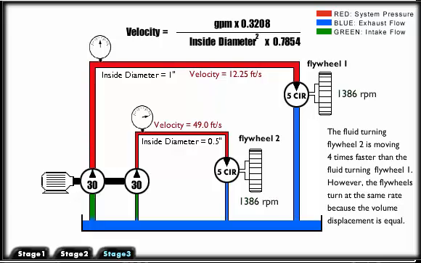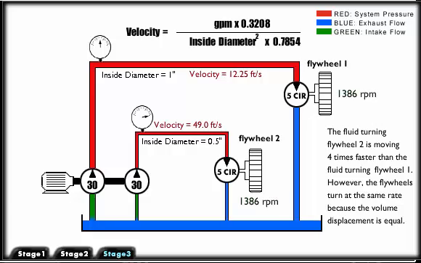To better illustrate this principle, we have two simple systems in which two pumps of equal displacement of 30 gallons per minute move fluid through conductors of different sizes. The displacement remains equal, while the velocity of the fluid varies with the size of the conductor.